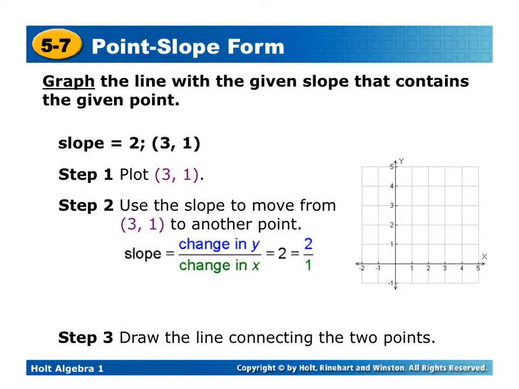So first let's just look at how we can graph a line when you're given a slope and a given point. So step one, you're always going to plot your point first because that's kind of like your anchor. That's where you're going to start out. So here our point is 3, 1. So I'm going to go over 3 and up 1. I'm going to go ahead and draw that point there.